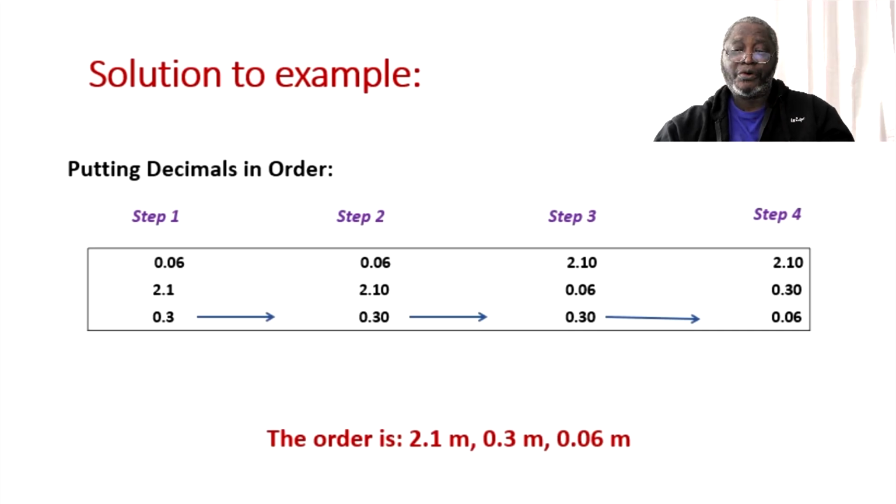So 0.06, that 06 is 6/10 of 0.1. So, finding the largest and smallest decimal number.